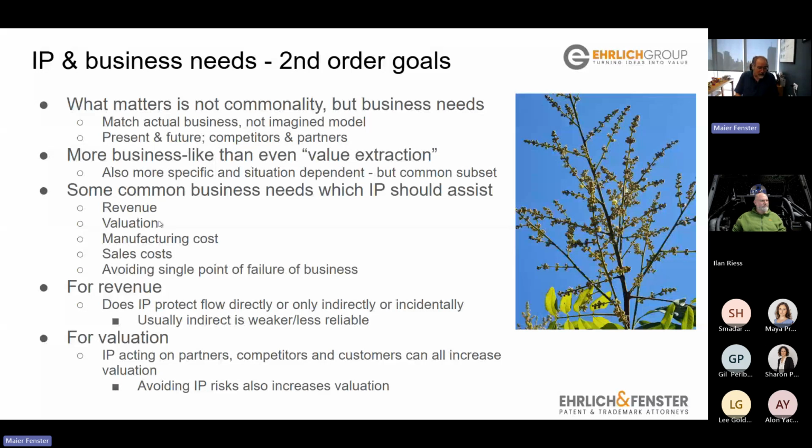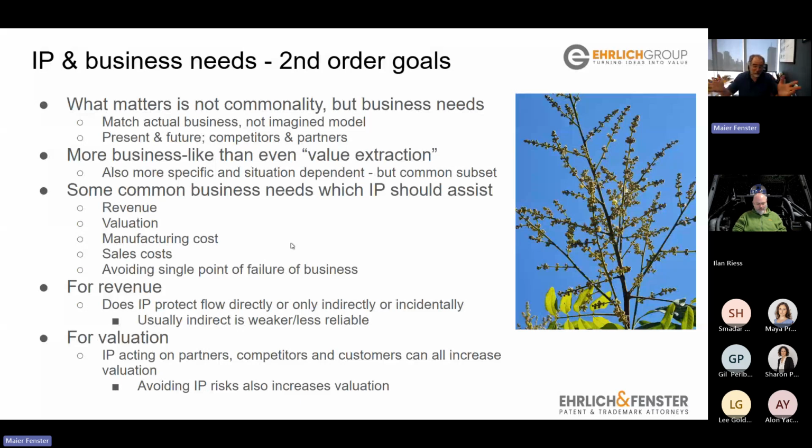So when we talk about aligning the IP portfolio with the business needs, what we're really saying is we want to be able to show how the patents do all of these different things. And if you look at a patent which directly protects money, revenue, that is probably a more powerful patent than one that only does it indirectly. An IP that avoids risk, like freedom to operate, or IP which encourages partners or prevents them from going to the competitor, that can affect my valuation.